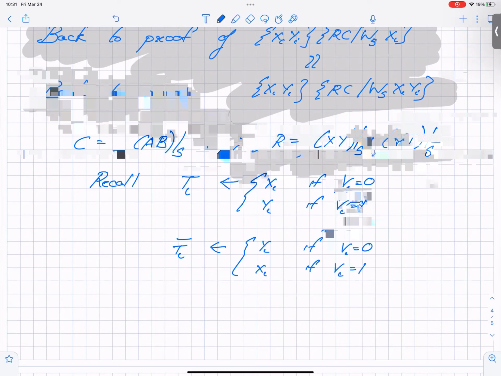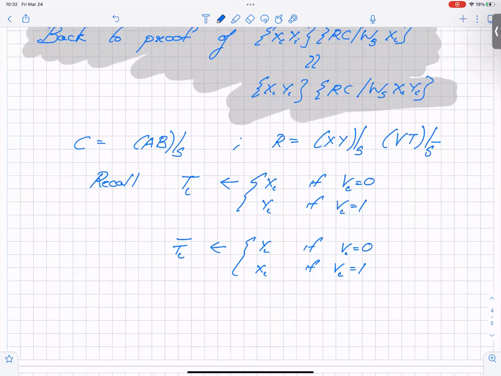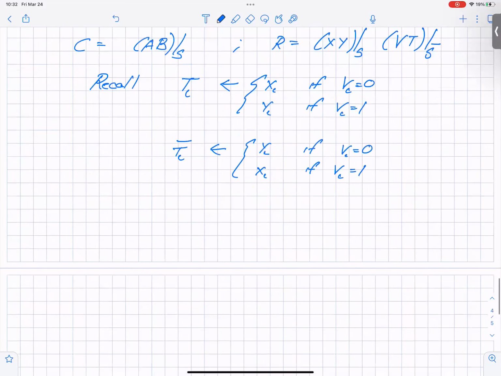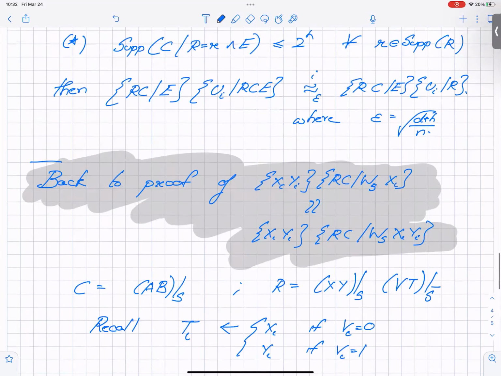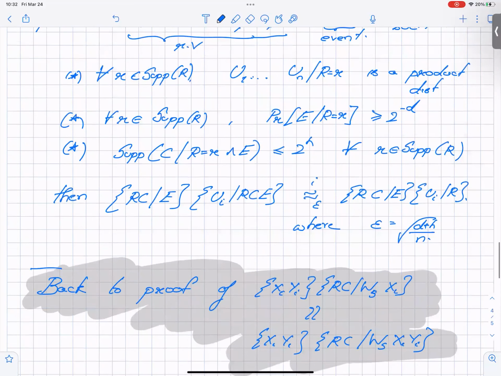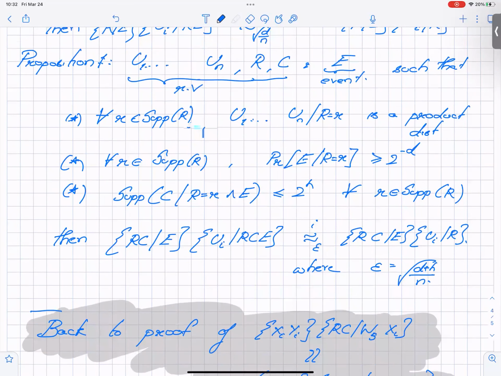The Ti bar is what Alice and Bob have to generate. The x part of T bar is what Alice has to generate. The y part of T bar is what Bob has to generate. Now what I want to do is apply the last proposition to some of this proposition. So this is the proposition we will mostly be working with.